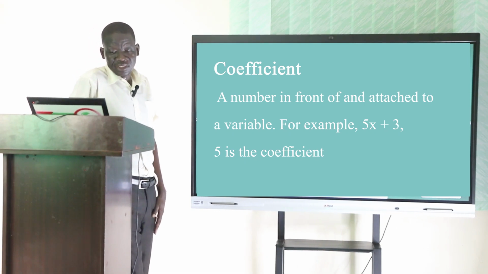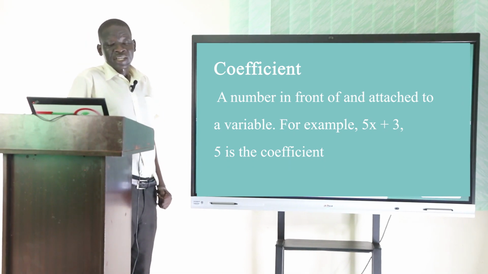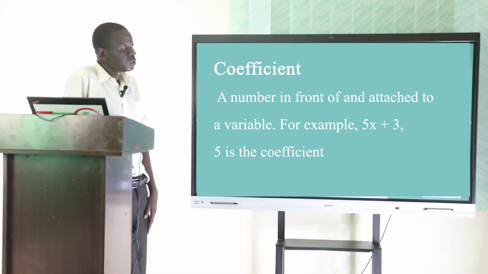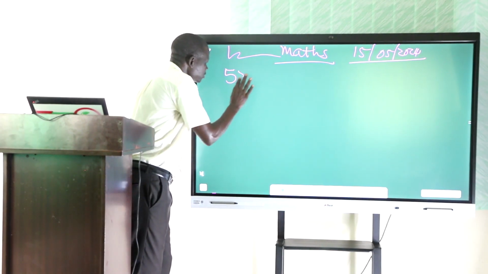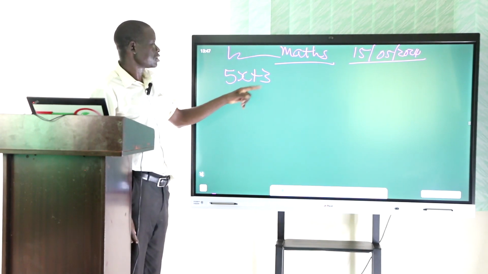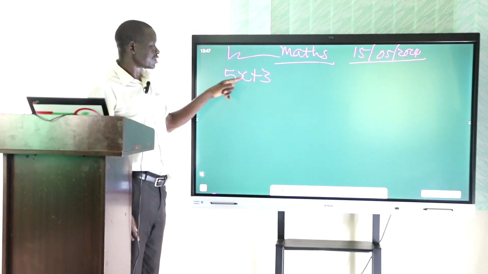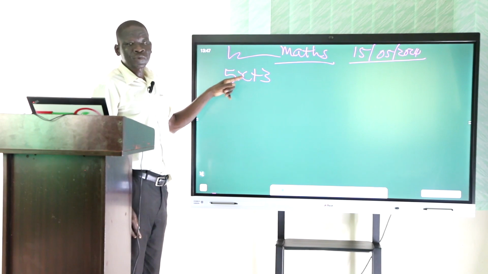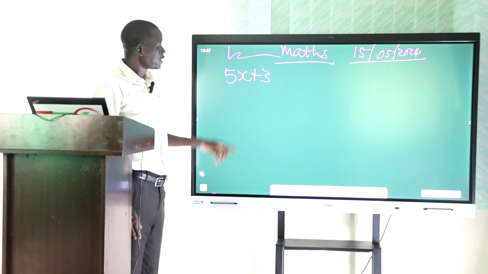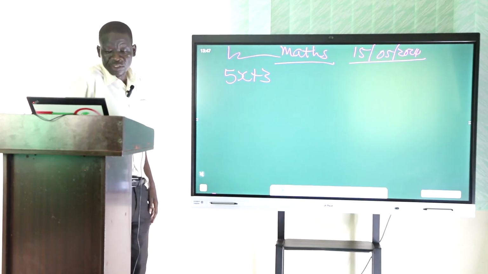Then the x is the suffix. Then the 3 is what is referred to as a constant. So in 5x plus 3, the 3 is the constant, and 5 is the coefficient. Now, this x here is what we call the variable. Sometimes we can call it a suffix, and the number written in front of it is called the coefficient.